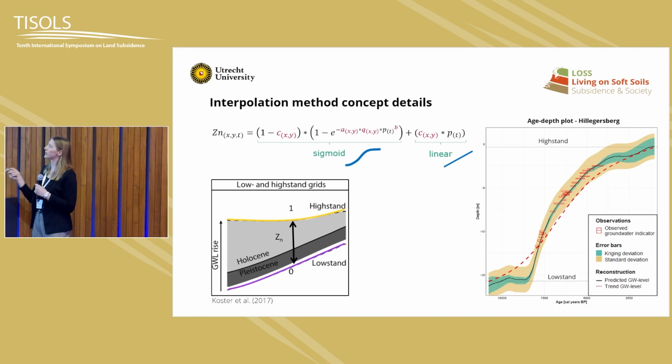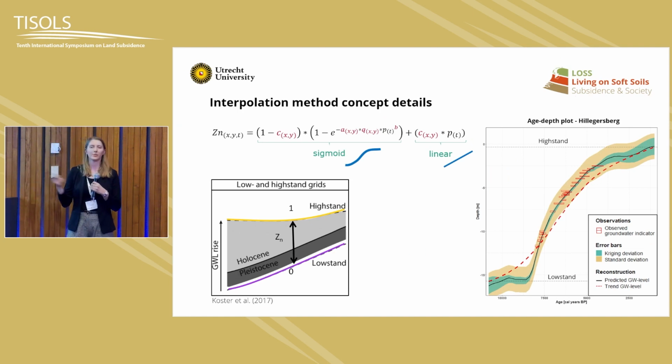I briefly want to show the concept of the interpolation method. These are some more technical details, so I won't go into them too much. The idea is that we interpolate the water levels of these observations between a low stand and a high stand in a normalized grid. That's what you can see here: there's the low stand level and the high stand level, and the interpolation goes in between.